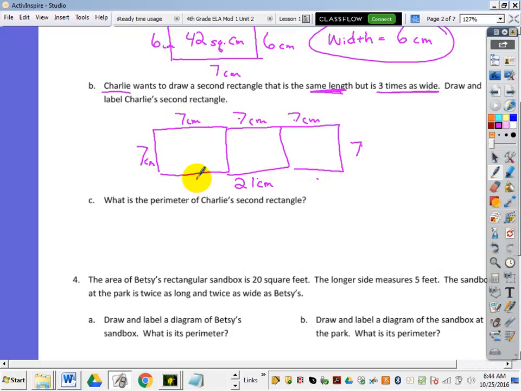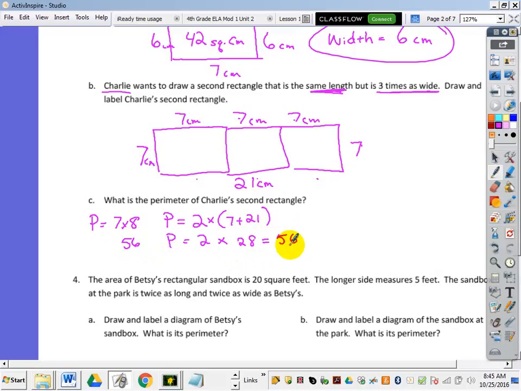56. So the perimeter could be equal to 7 times 8, because you got 8 7s all the way around. The perimeter also could be equal to 2 times 7 plus 21, and 7 plus 21 would be 28, and 2 times 28, that's another way to do it. 28 plus 28, I can think of it as a doubling of 28. 56. So this is 56, and this is also 56.